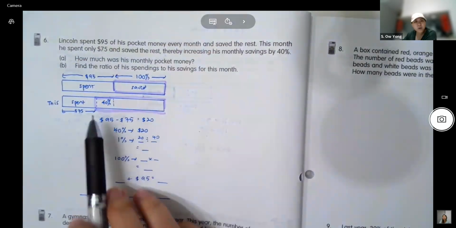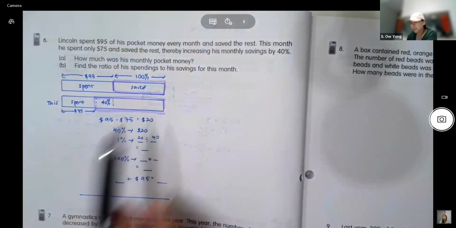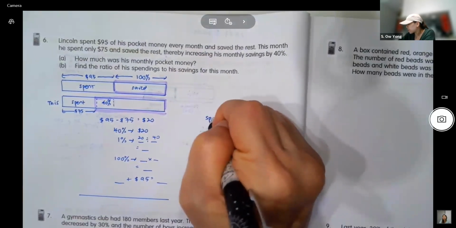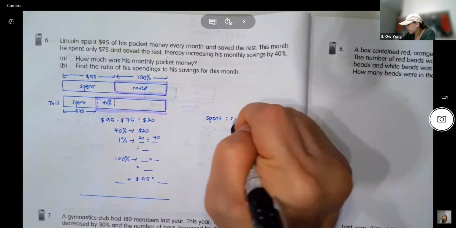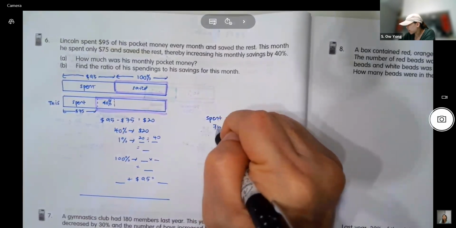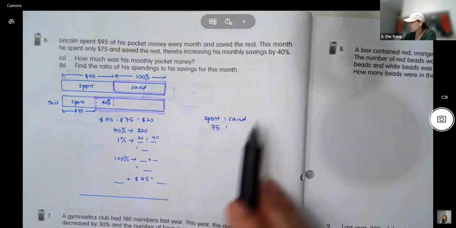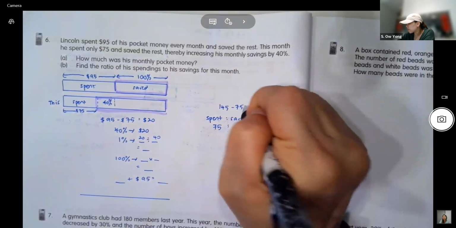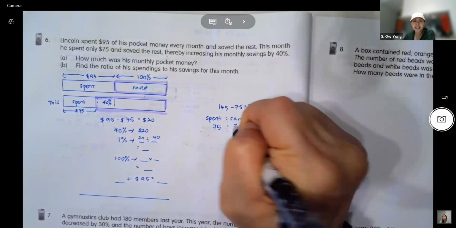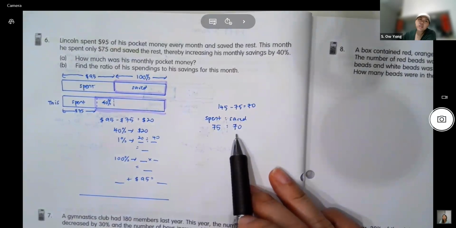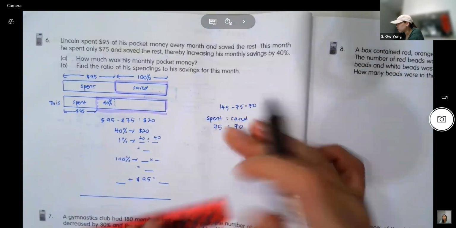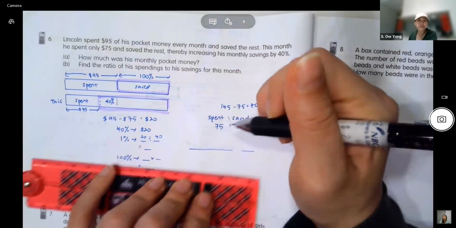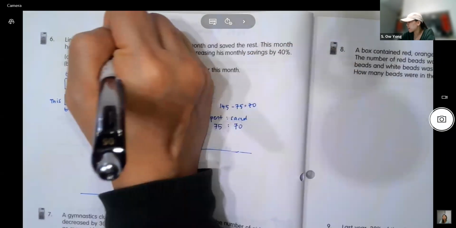This month they ask, what is the ratio of the spending to the savings? Then you need to write down the spending. This is 75. So to get the savings, you can take the total minus and get 70 like that. Okay. If you key into the calculator, the calculator will give you simplest form. All right. Can take some time.